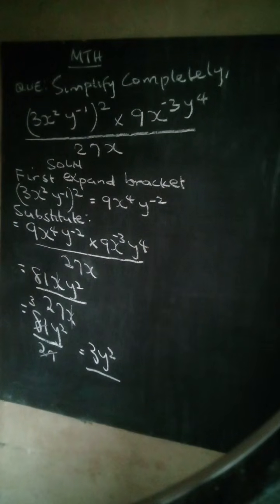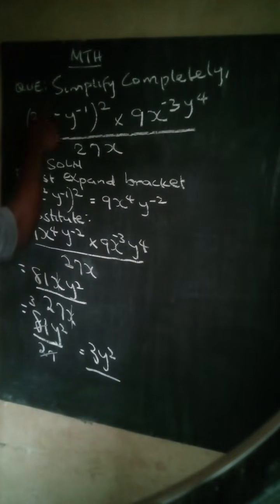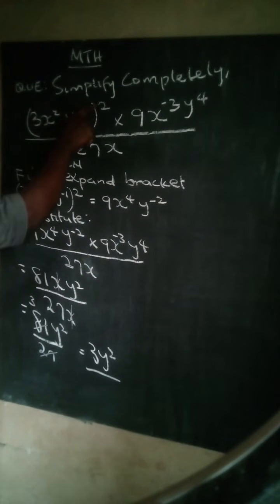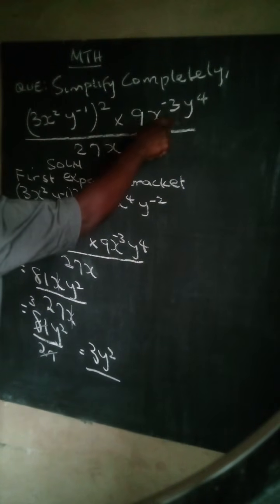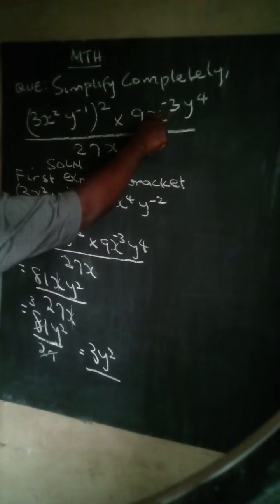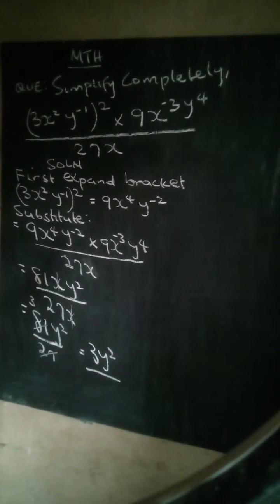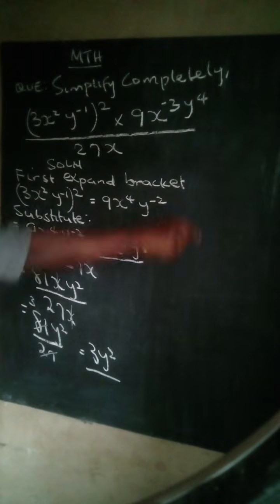Gentlemen, this is an example from British higher maths. Simplify completely: (3x² s⁻¹)², times 9 s³, s⁻³ y⁴, everything divided by 27x.